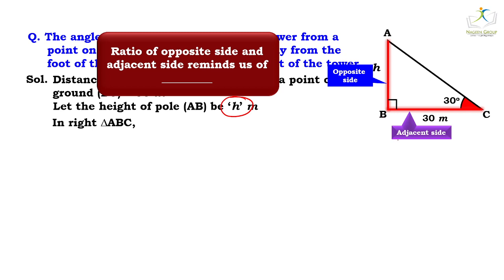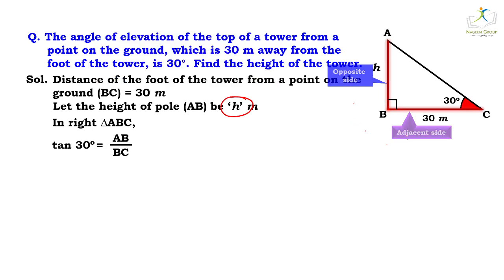एंगल के बिल्कुल साथ में जो साइड होती है उसको बोलते हैं एडजेसेंट. परपेंडिकुलर और बेस का रेशियो हमें याद दिलाता है किसकी, tan की, या आप कह सकते हो एडजेसेंट साइड. जो एंगल के साथ होती है वो एडजेसेंट साइड, सामने वाली होती है अपोजिट, अपोजिट डिवाइड बाय एडजेसेंट याद दिलाते हैं हमें टेंजेंट. Tan 30 डिग्री इक्वल्स टू AB डिवाइड बाय BC, right?